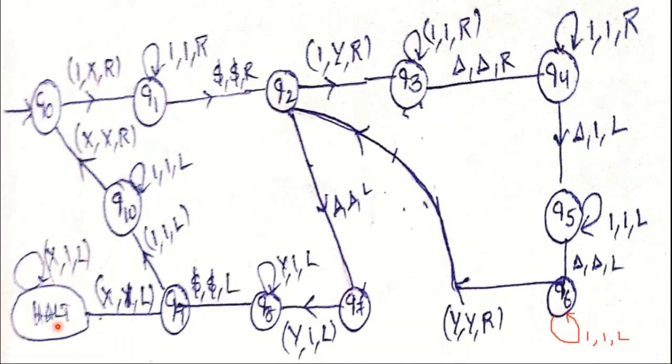Halt indicates accept. So this is the Turing machine for subroutine multiplication. In the same way we can also implement either subtraction or addition, anything.